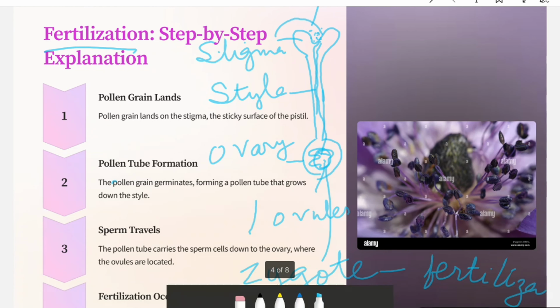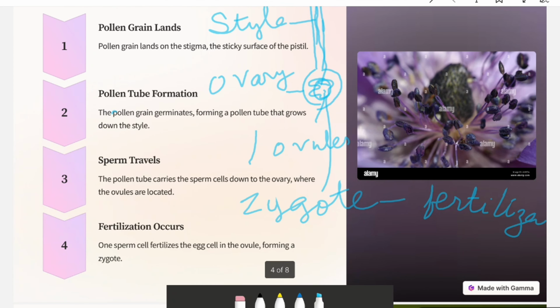And the next one is, how does the sperm travel? The sperm travels down the ovary where the ovules are located. They travel through this and go down the ovary where the ovules are located, as I told you, and there they form the egg cells.